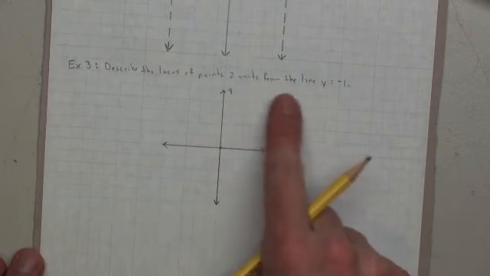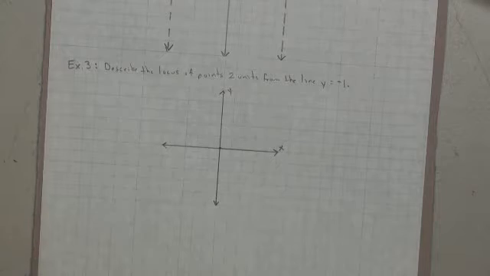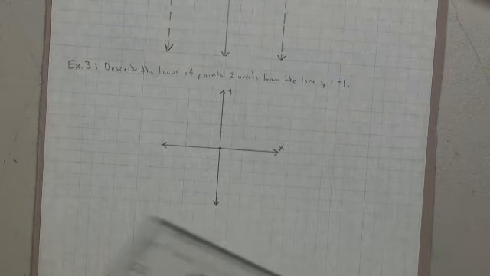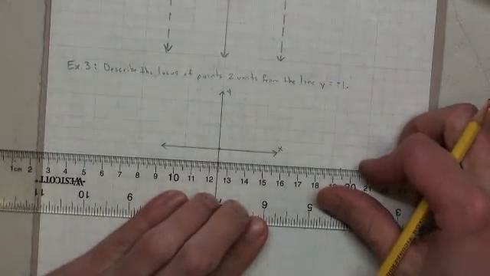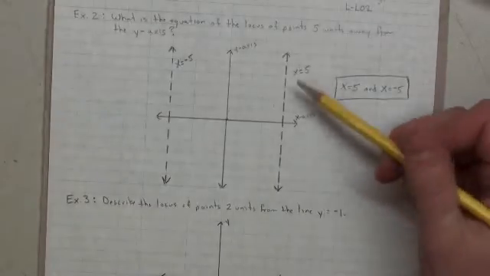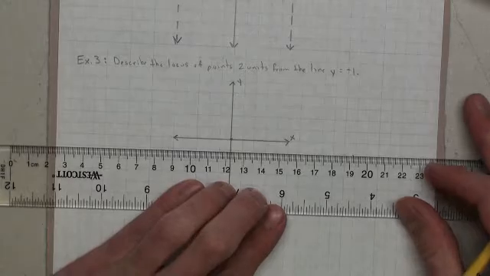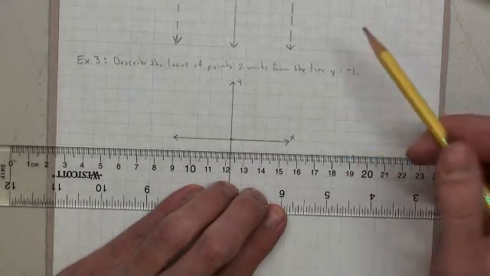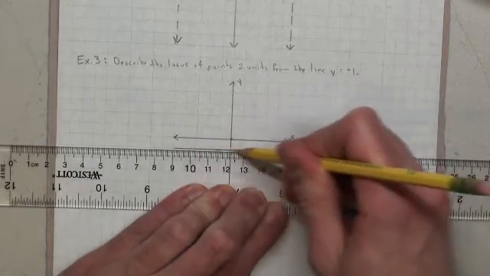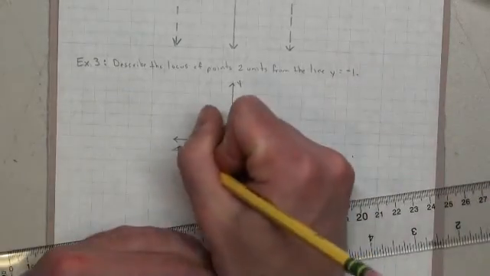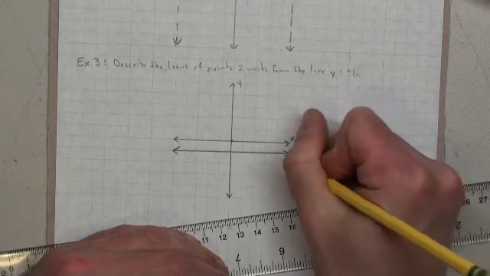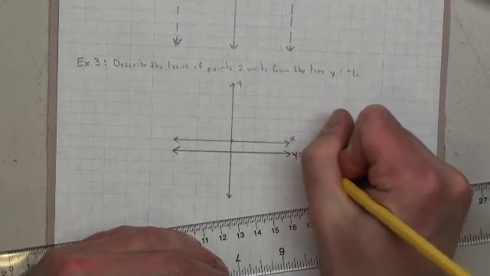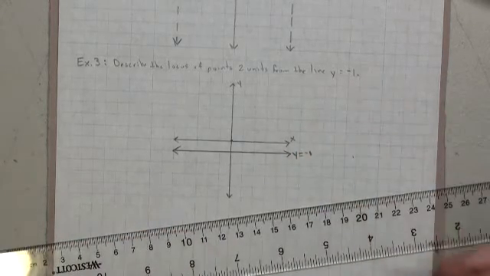Describe the locus of points 2 units from the line y equals negative 1. First we have to draw the line y equals negative 1. Remember this problem? Vertical lines are x equals. Horizontal lines are y equals. Y equals negative 1 goes through negative 1 on the y-axis. So this is the line y equals negative 1.